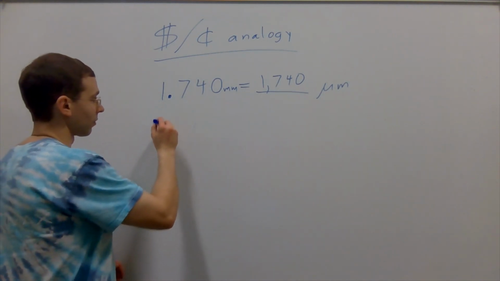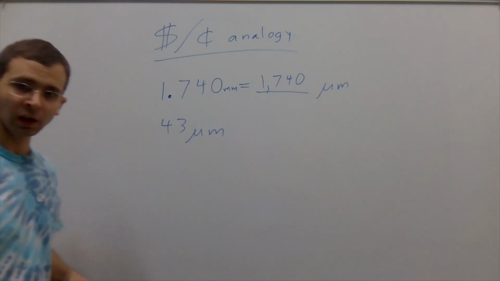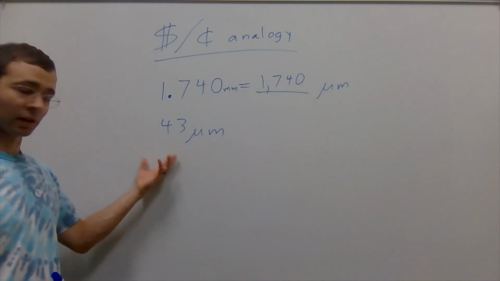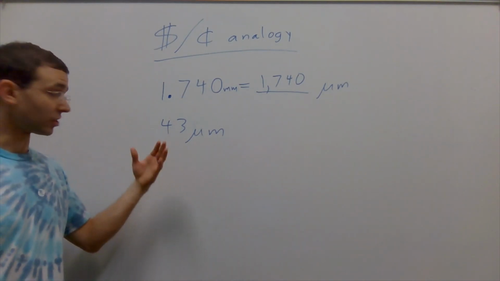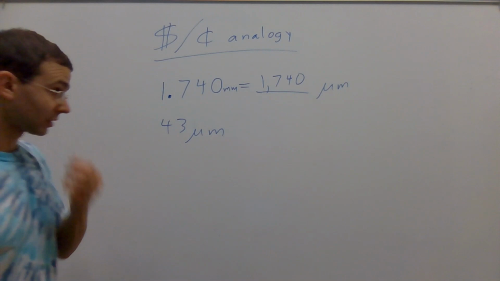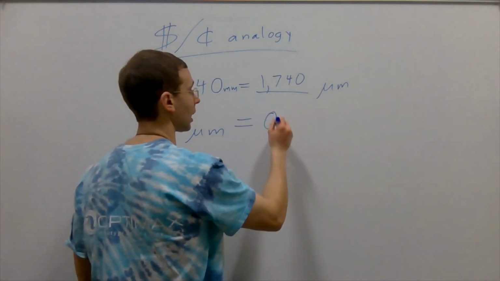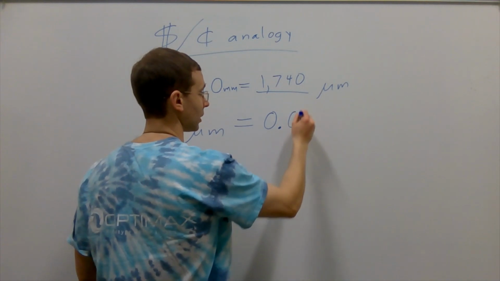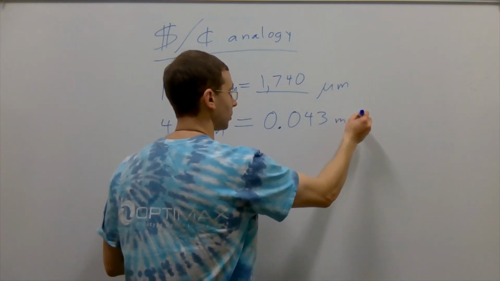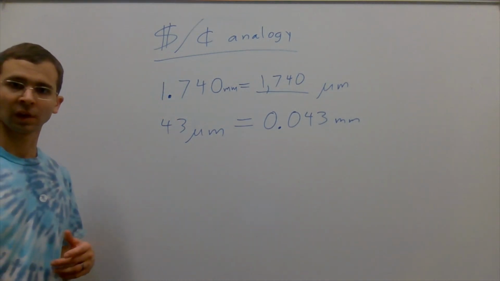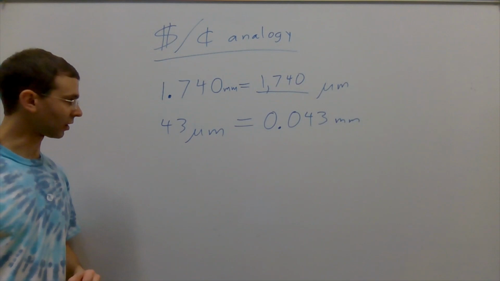Going the other direction works similarly. So if I have 43 microns, if I remember that there are 1,000 microns in a millimeter, that this is the change, if you will, in our dollars analogy, then I can say, in millimeters, this would be 0.043 millimeters. Again, these work best for those close sets of units.